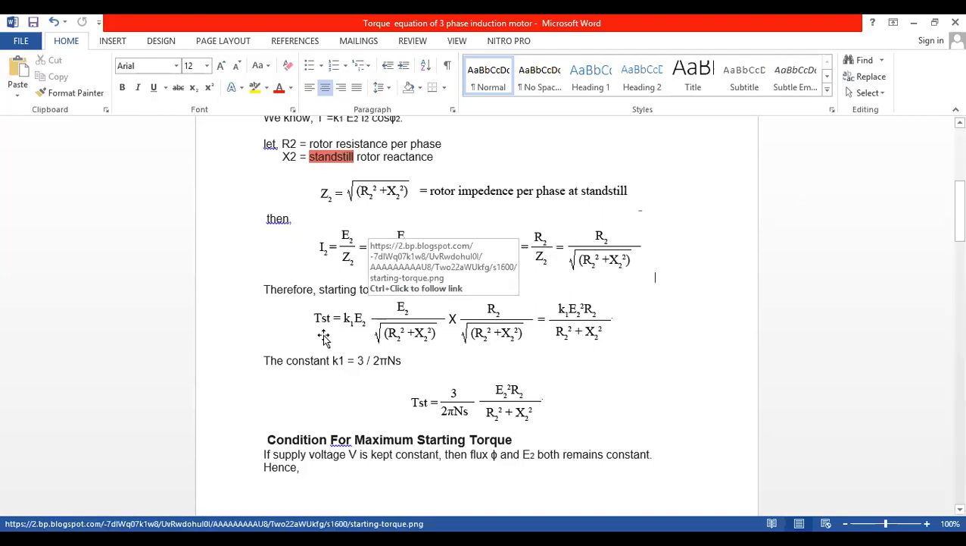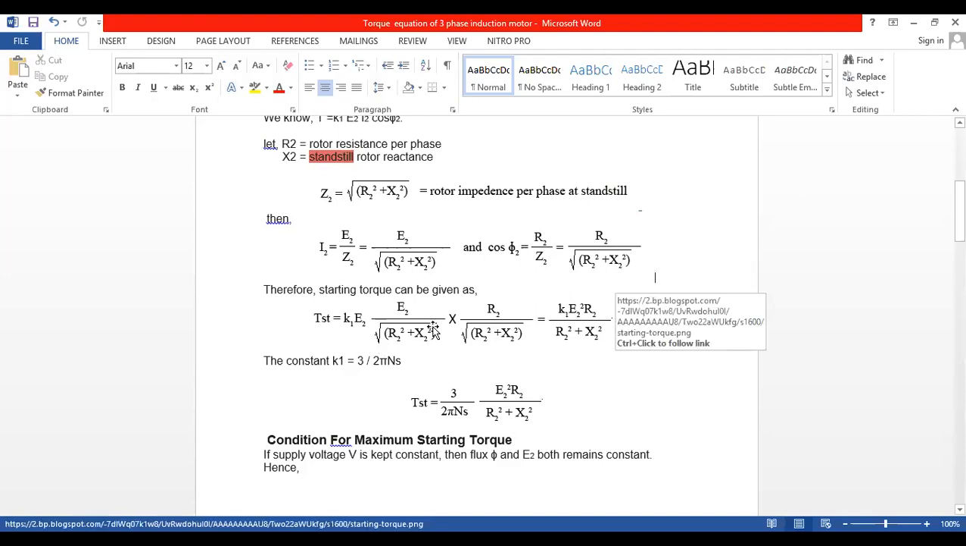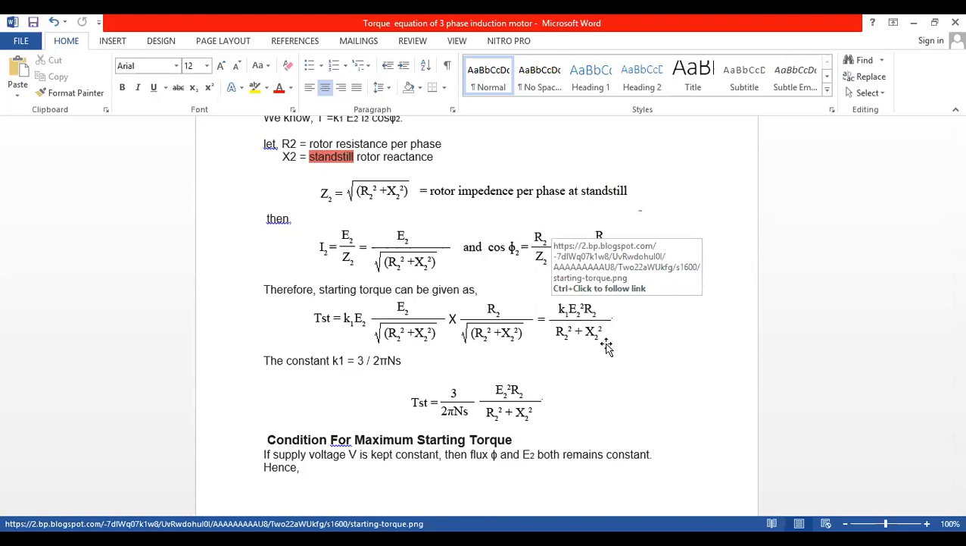So what is the formula? Torque is equal to K E2 I2 cos theta 2. Just multiply, and we get this expression. So remember all of you, the torque equation of the induction motor is given by T is equal to K into E2 square R2 by (R2 square plus X2 square), in simple terms.